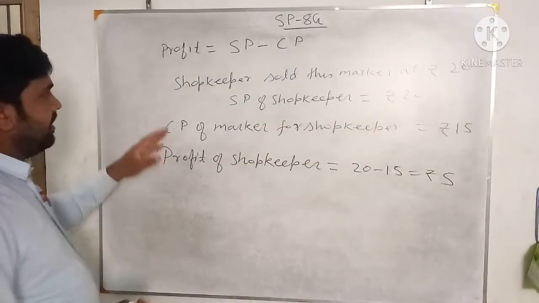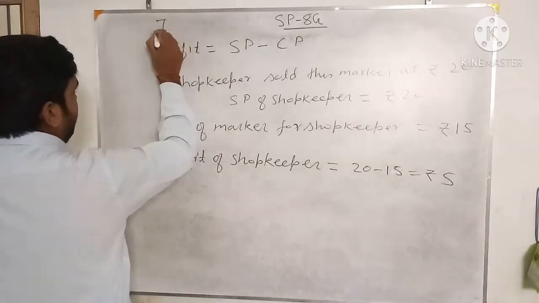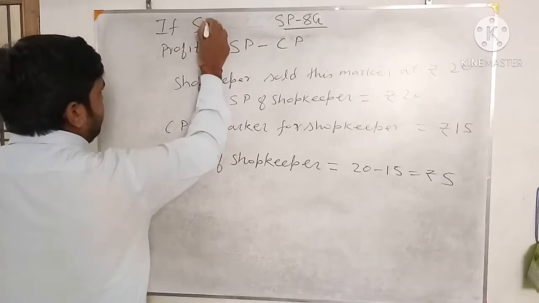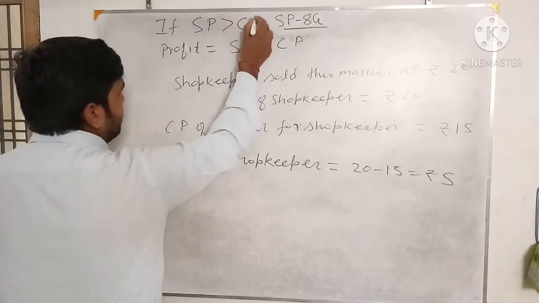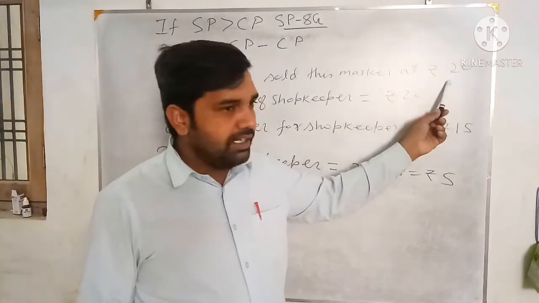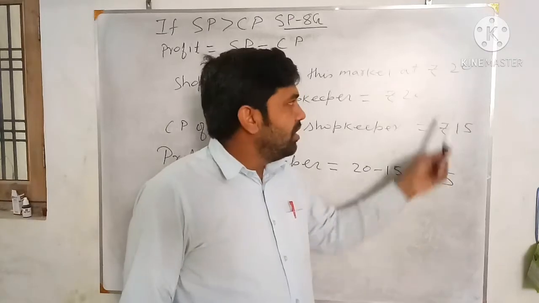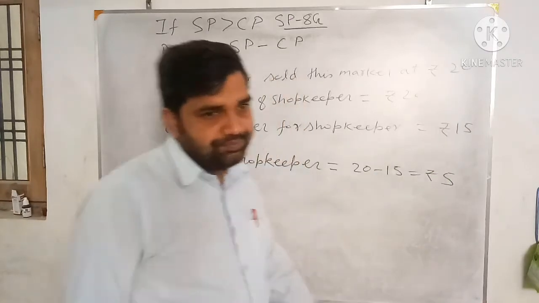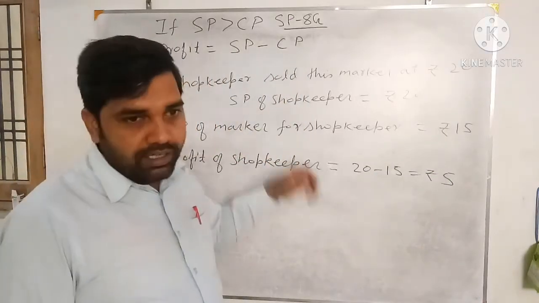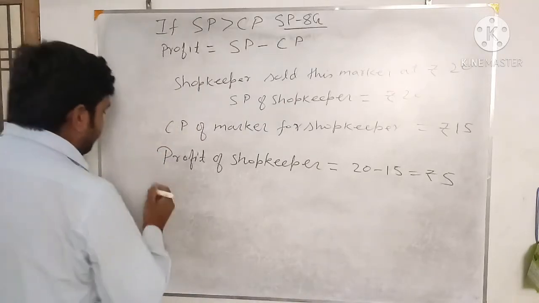Now what is loss? If the selling price is greater than the cost price, then there is profit. Here in this case you can see the selling price of the marker is 20 rupees and the cost price of the marker is 15. So 20 is greater than 15, so here the shopkeeper earns profit.